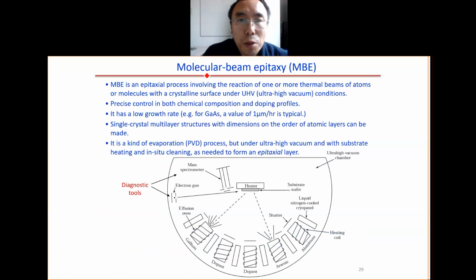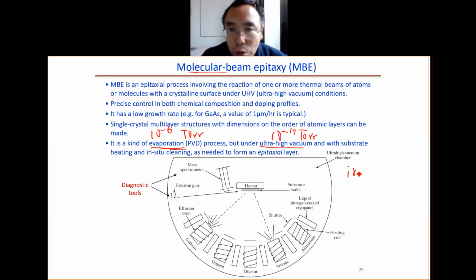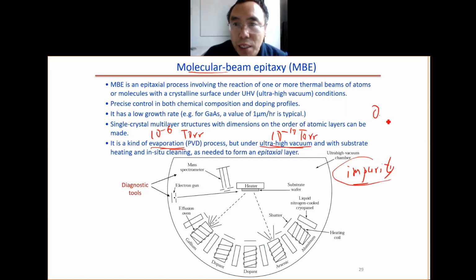Now let's look at molecular beam epitaxy. This one has a very fancy name, but actually it is just a kind of evaporation. It is a physical evaporation process, but we need ultra high vacuum, 10 to minus 10 torr. For normal evaporation, we need 10 to minus 6 torr pressure, but this one we need 10 to minus 10 torr to reduce impurity. With this ultra high vacuum we have very low impurity, because otherwise, if we have oxygen in the chamber, the oxygen can go into the film. So we need ultra high vacuum to reduce the oxygen and nitrogen getting into the film.